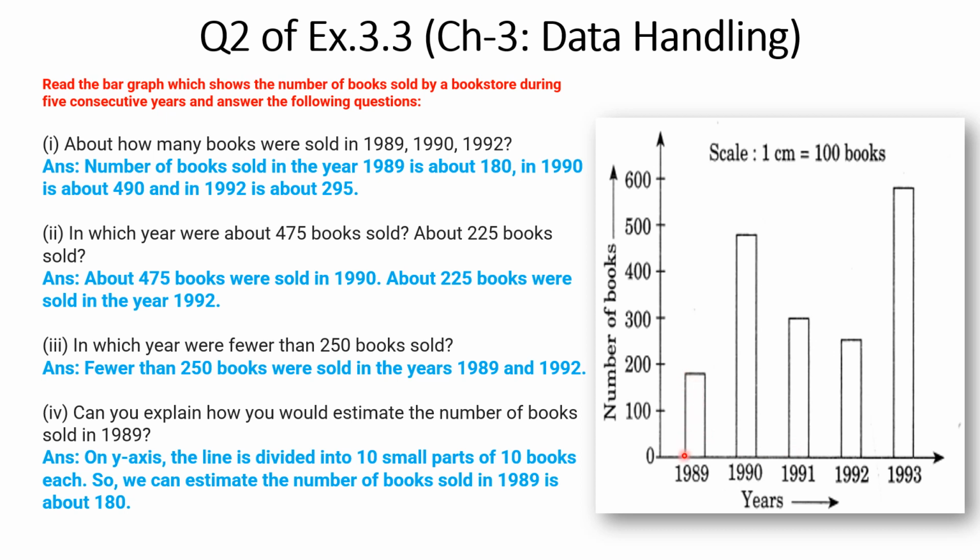इसको कैसे देखोगे? See, on y-axis, the line is divided into 10 small parts of 10 books, right? Each. So we can estimate the number of books sold in 1989 about 180. Okay. तो आगे हम क्या सीधा लिख रहे थे about 180 books, about 182 books, okay, और about 189 books, right? But यहाँ पे क्वेश्चन था can you explain? तो एक्सप्लेन का मतलब हमें पूरा लिख के बताना पड़ेगा, इंग्लिश में एक्सप्लेन करना पड़ेगा कि क्यों हमने वो चूज किया और कैसे हम एस्टिमेट कर रहे हैं कि ये जो सारी वैल्यूज है ये अबाउट 180 है.